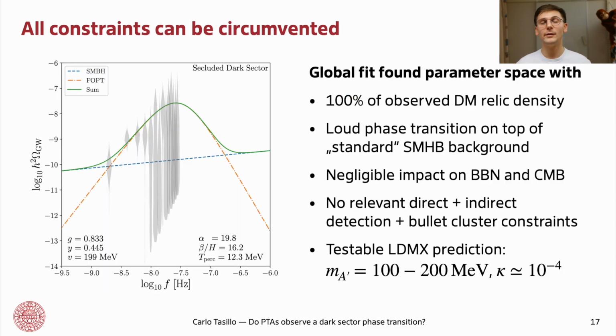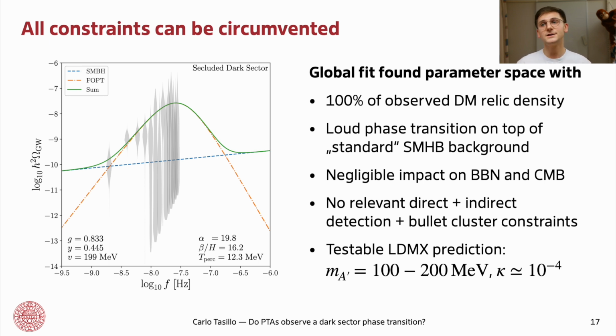Now, if we combine all of this in our global fit, so the CMB data, the BBN data, beam dump experimental data, bullet cluster constraints, did I say direct and indirect detection experiments? Probably not, it's a lot. We found a best fit point for all of this, which can give rise not only to 100% of dark matter, but can also give rise to a signal on top of the supermassive black hole binaries that explains the pulsar timing array data better than only assuming supermassive black hole binaries. At the same time, there's a negligible impact on BBN and the CMB. It wouldn't be observable with direct and indirect detection experiments, and the bullet cluster has no relevant constraints on this.